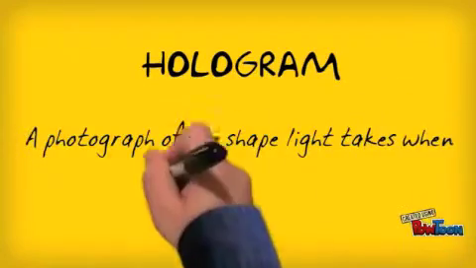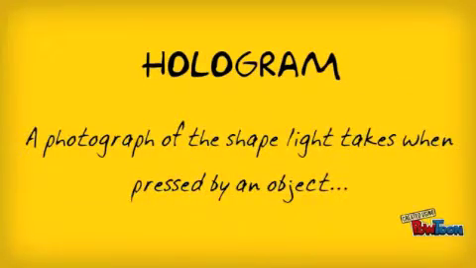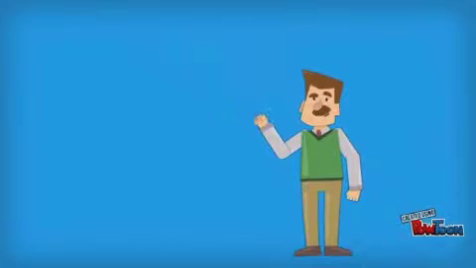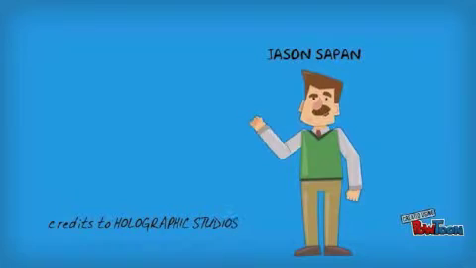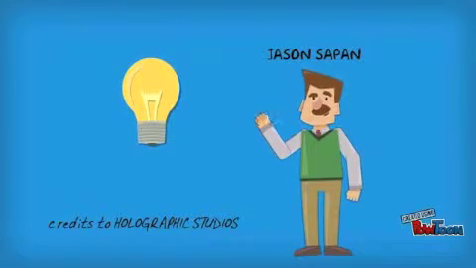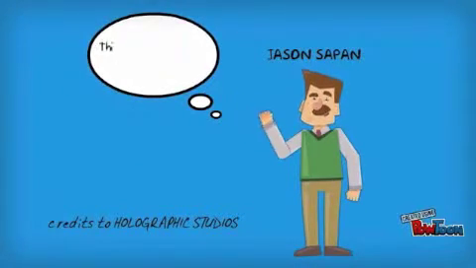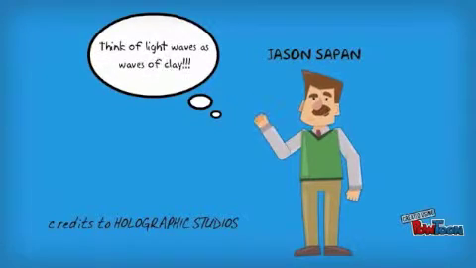The shape that light takes when it is pressed by an object. One amazing way to explain how holograms or holography typically works I found in this YouTube video by Jason Sapin, the founder of Holographic Studios, where he basically explained the entire process by saying that we should think of light as a piece of clay.